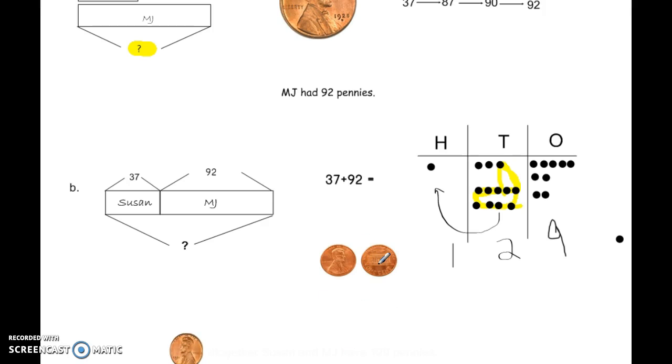Next, I want to go ahead and check my equation for the problem. And I've written my problem out. 37 plus 92. 7 plus 2 gives me 9 ones, which is correct. 3 plus 9 gives me 12 tens. I put my two tens in the tens place, and I carried the one new unit to the hundreds place, which gives me 129.